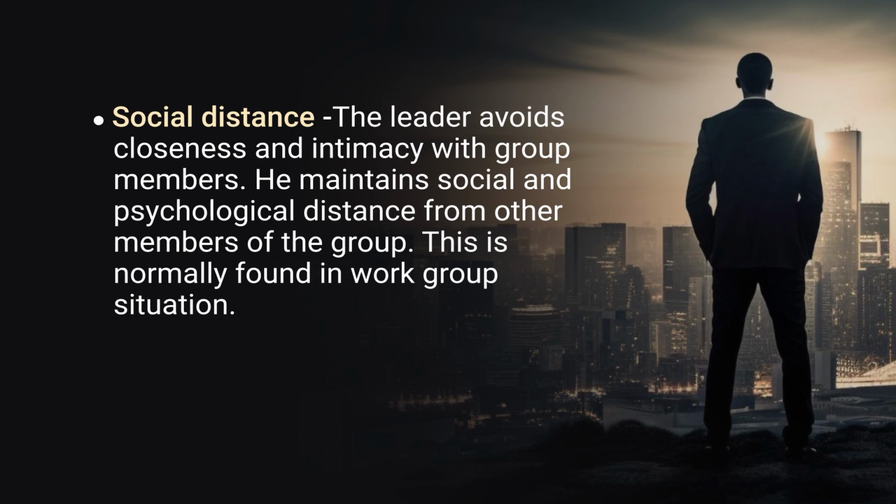Next feature, social distance. Here we see that the leader always avoids closeness and intimacy with group members. They always keep themselves at a certain social distance. He maintains social and psychological distance from other members of the group. This kind of social distancing which the leader shows is normally found in work group situations.